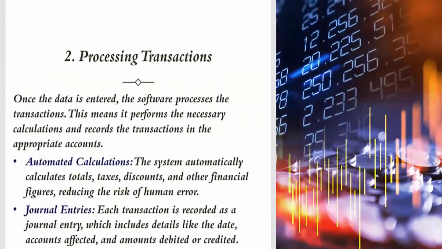2. Processing transactions. Once the data is entered, the software processes the transactions. This means it performs the necessary calculations and records the transactions in the appropriate accounts. Automated calculations. The system automatically calculates totals, taxes, discounts, and other financial figures, reducing the risk of human error. Journal entries. Each transaction is recorded as a journal entry, which includes details like the date, accounts affected, and amounts debited or credited.